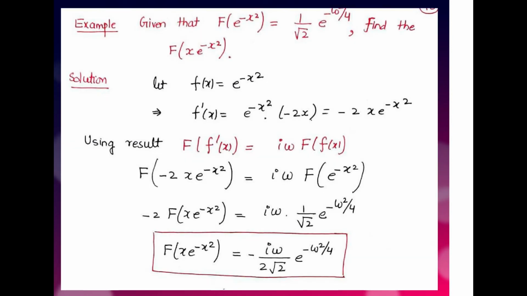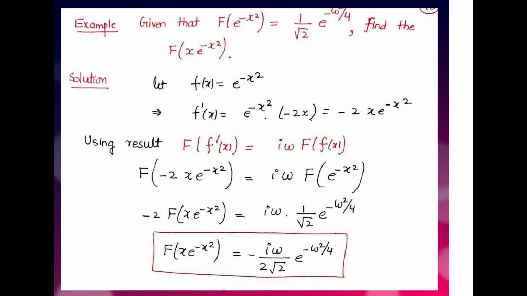Consider this example where the Fourier transform of a function e raised to power minus x square is given to you, and using this you have to find out the Fourier transform of x into e raised to power minus x square. So given function is e raised to power minus x square, we can find out its first order derivative f dash x, and it is minus 2 times x e raised to power minus x square.